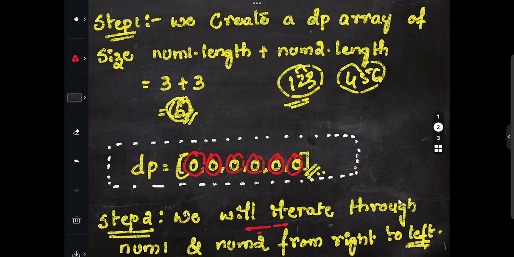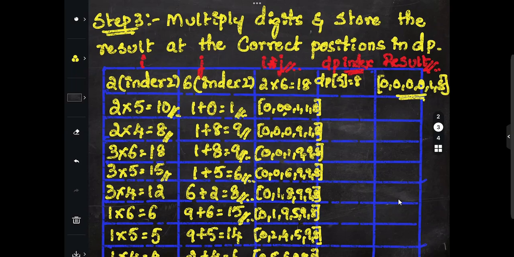The next step is that we will iterate through num1 and num2 from right to left. Just keep this in mind, we are iterating from right to left. The final step is that we have to multiply the digits and store the result at the correct positions in DP.